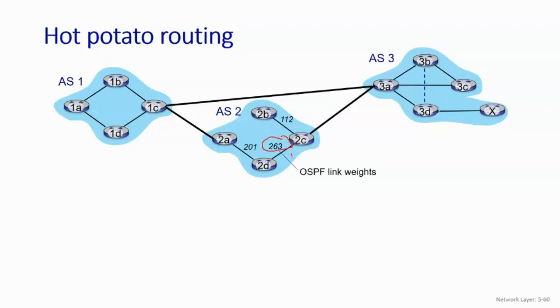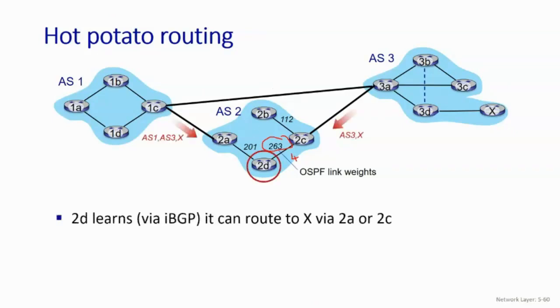Whenever a packet is targeted at autonomous system 3, AS3 advertises its route to reach X. Now 2C learns that it can reach X through 3A, so that entry is transmitted to all other routers through the internal routing protocol. So 2D knows that it can reach X through 2C or through 2A. So if you reach this way, this is one route, and another route is this.